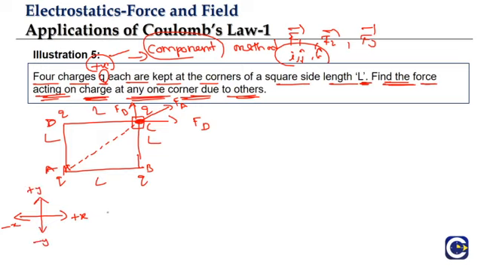So this is the usual notation we will follow. Now after deciding these directions, what we are going to do is we will go to each and every one of these forces, note down the magnitude and then express them in the component form. So how we'll work it out: first we'll start with the force due to the charge kept at the corner D.